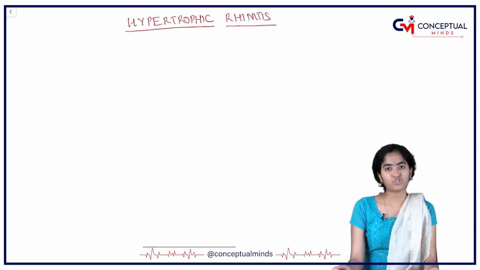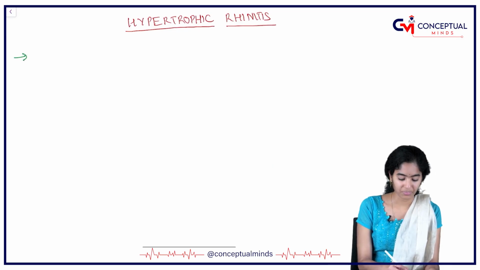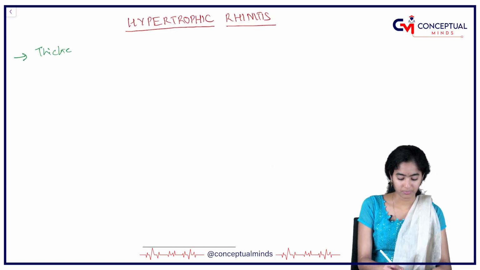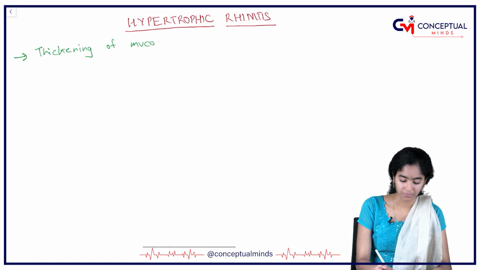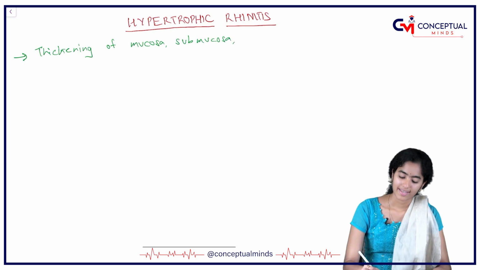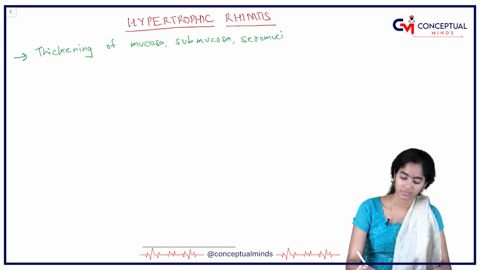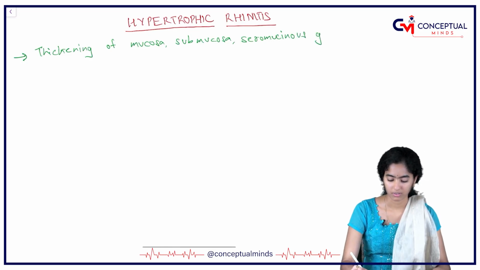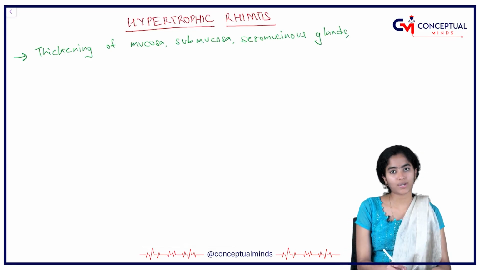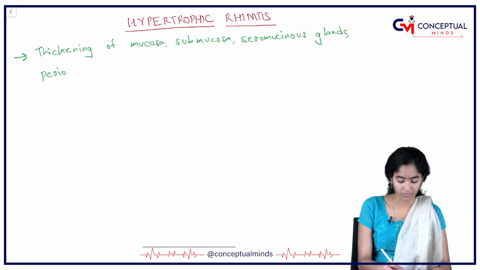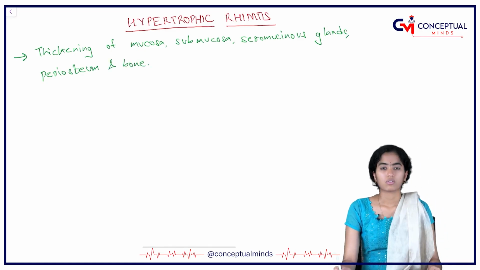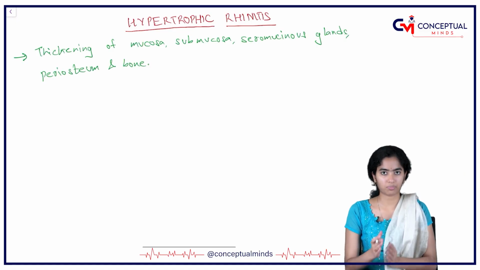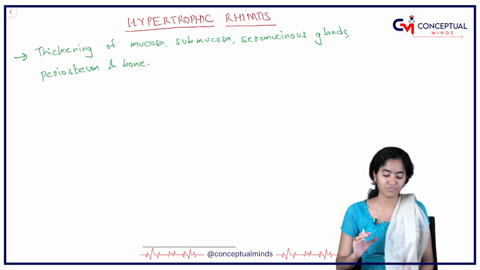The characteristic feature of hypertrophic rhinitis is thickening of mucosa, submucosa, seromucinous glands, periosteum, and finally the bone also. So there is thickening of the entire structure: mucosa, submucosa, the glands, periosteum, bone, everything is thickened.